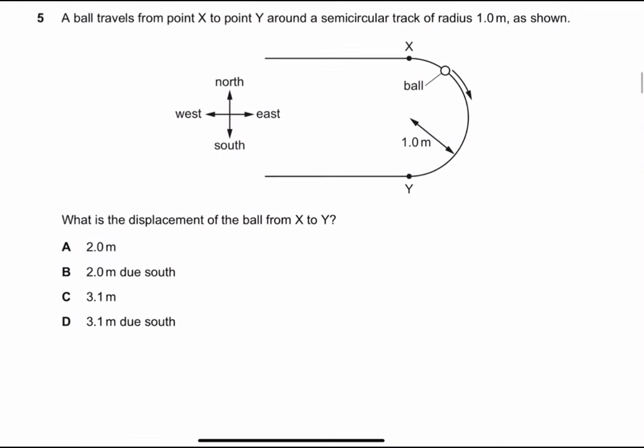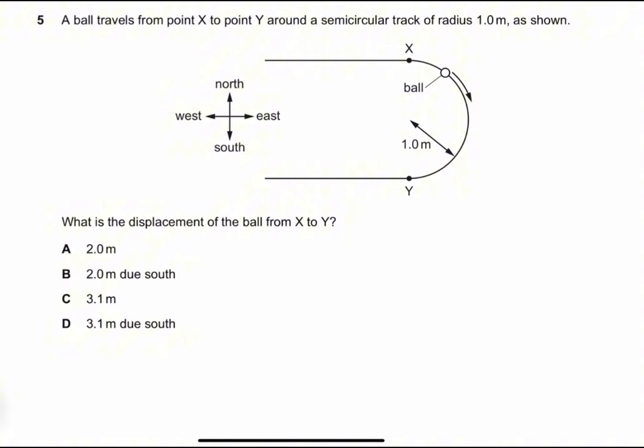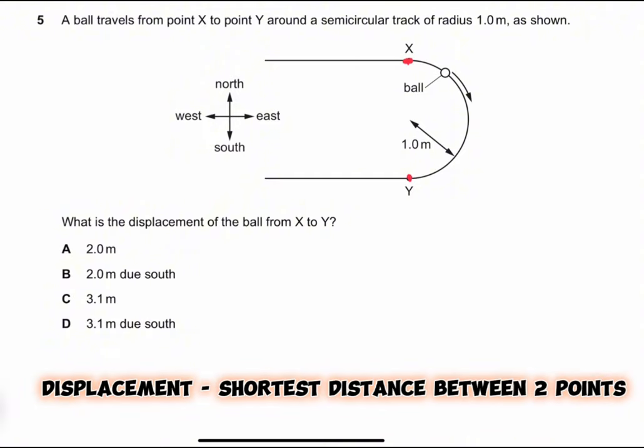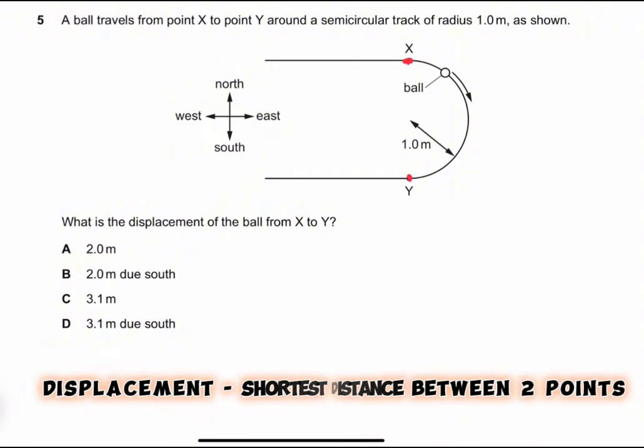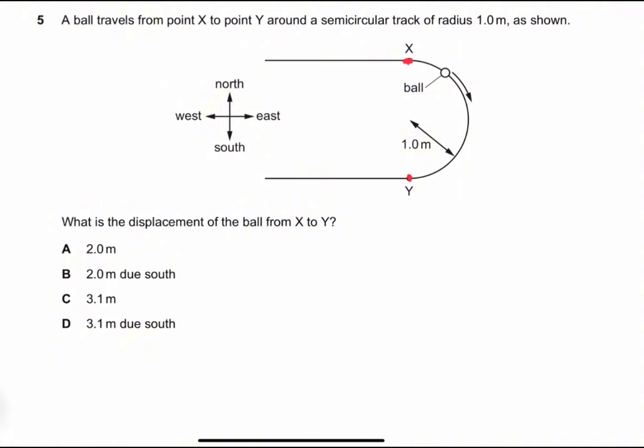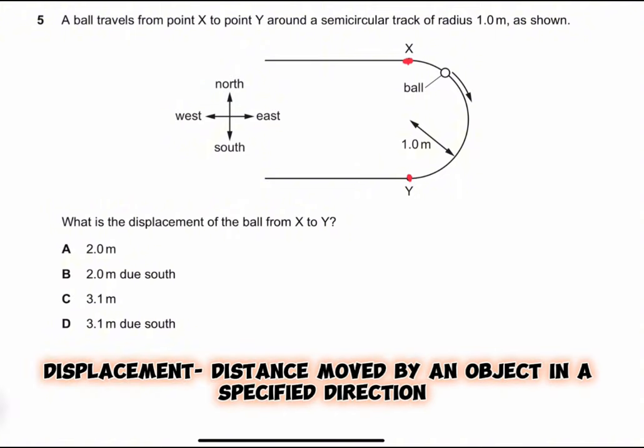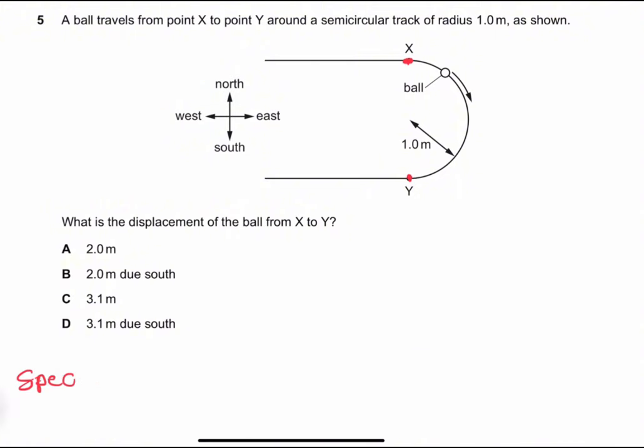Moving on to question number 5. We've been given a ball that moves from point X to point Y, and we've been asked to find the displacement of the ball from point X to point Y. So what is displacement? Displacement is the shortest distance between two points. Or, to put it more accurately, displacement is the distance moved in a specified direction. What is important is the specified direction whenever we're talking of displacement.